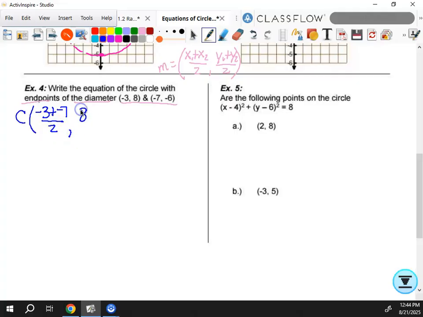Then 8 plus a -6 over 2. Notice we're not subtracting like we did in the circle formula. We're adding and then dividing by 2. That's how you find the middle of something. X's together, Y's together.